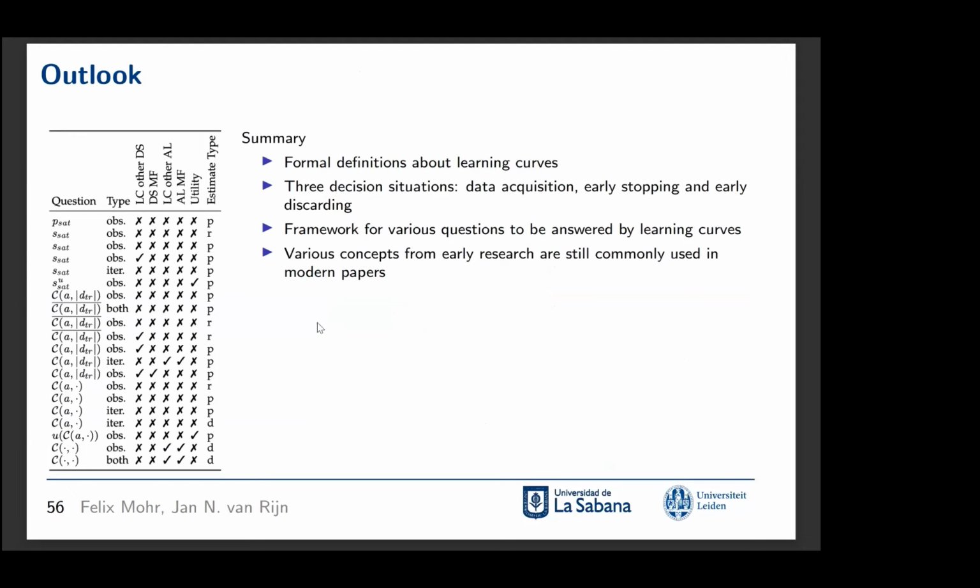Basically, a short summary of what we have done. Felix has given a formal definition of learning curves. I hope that by defining the iteration-based learning curves and the observation-based learning curves, this gives more insight into what type of learning curves we are dealing with. The three decision situations that we talked about are data acquisition, early stopping, and early discarding.